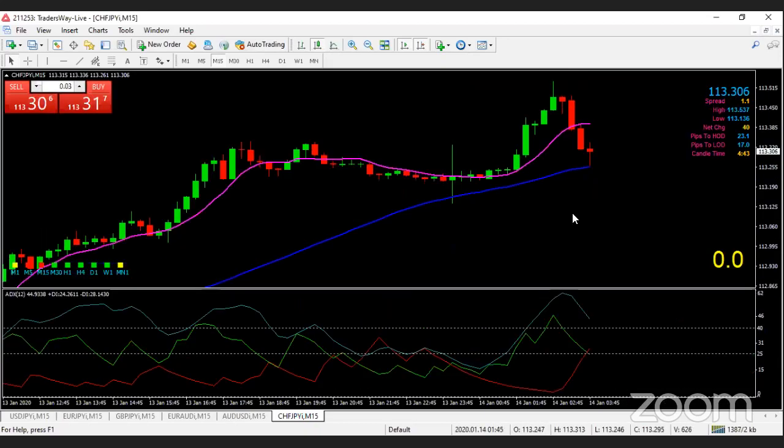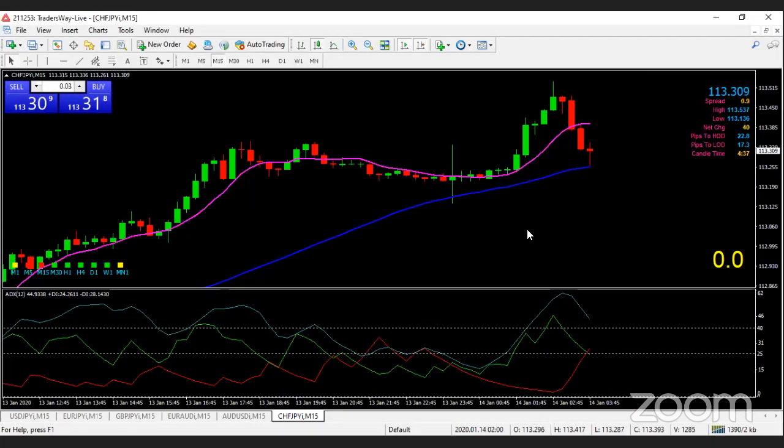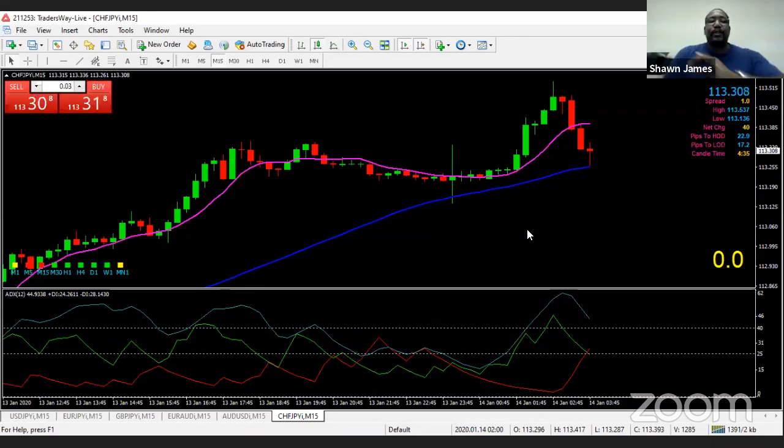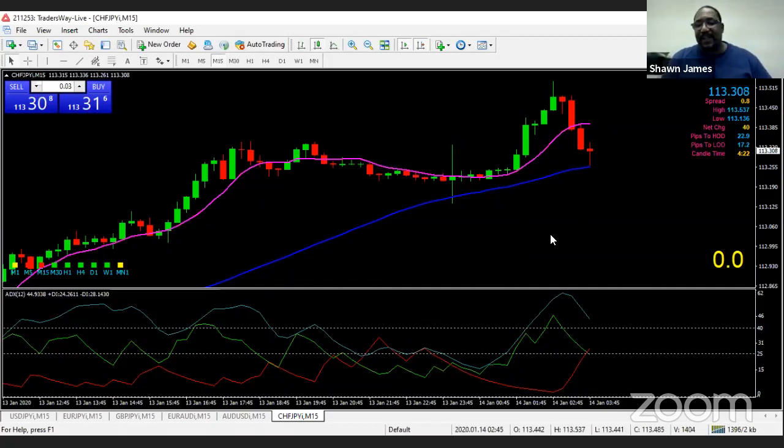Sorry, can I ask a question? Yes. Is this chart in Meta 4 or is this Trading View? This is MetaTrader 4. This is my Trader's Way MetaTrader 4. Okay, so you customize this? I customize this. And I have this on my Hugo's Way. I also have this on an LMFX account.